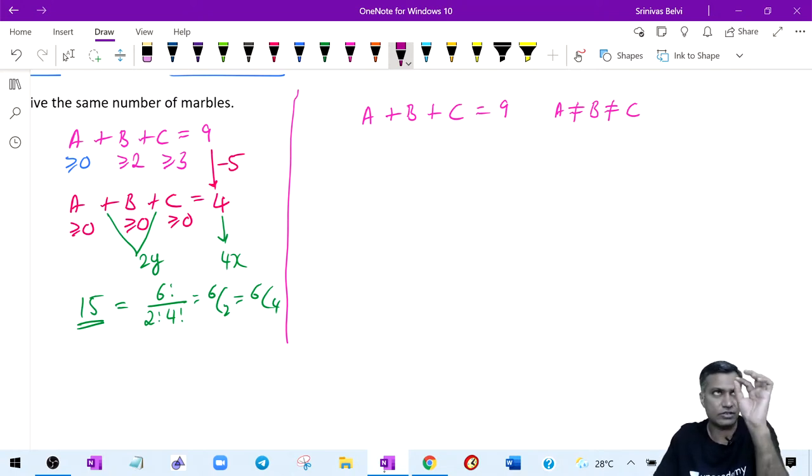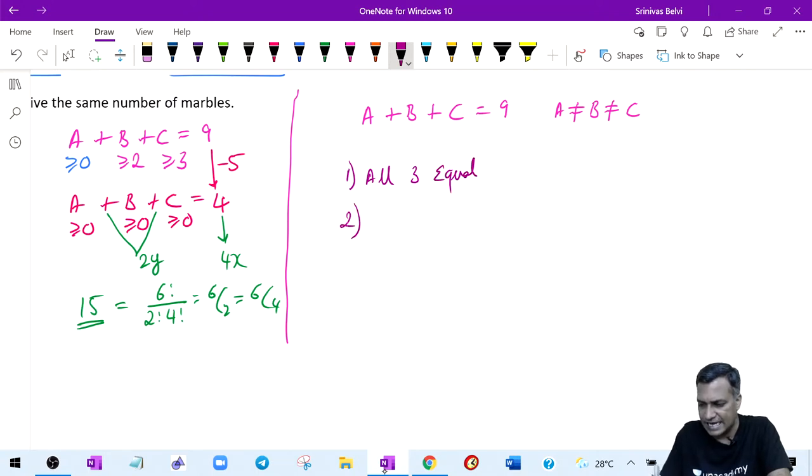So what we say is, hey, 3 cases are possible. When the kids come out, they say that we all got equal. Look at the cases here. Number 1, the first case can be all 3 equal. That is possible. Second case is exactly 2 of them got equal. Exactly 2 of them reported equal numbers. Third one is no 2 of them reported equal numbers. No 2 are equal. These are the only 3 possibilities.